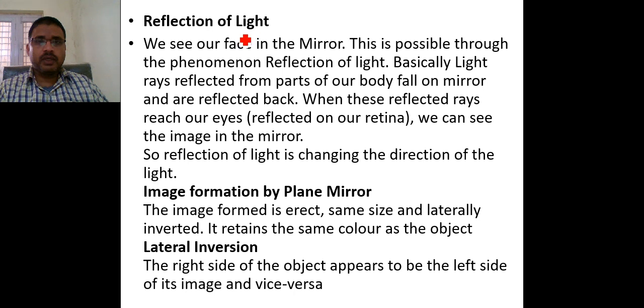That means when light passes onto a material, the light basically reflects. Like here, when we see our face in the mirror, this is one possible phenomenon of reflection of light. When we can see anything from any kind of object, that object is basically showing the phenomenon of reflection of light. Light gets reflected from the parts of our body and falls on the mirror.